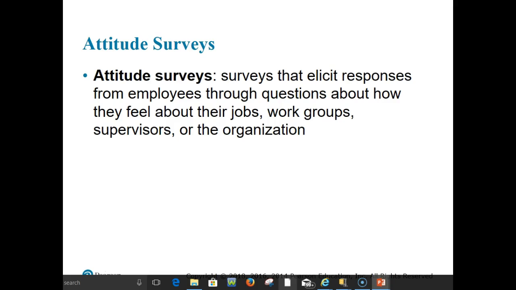Many organizations regularly survey their employees about their attitudes. Typically, attitude surveys present the employee with a set of statements or questions, eliciting how they feel about their jobs, work groups, supervisors, or the organization. Ideally, the items will be designed to obtain the specific information that managers desire. An attitude score is achieved by summing up responses to individual questionnaire items. These scores can be averaged for work groups, departments, divisions, or the organization as a whole.